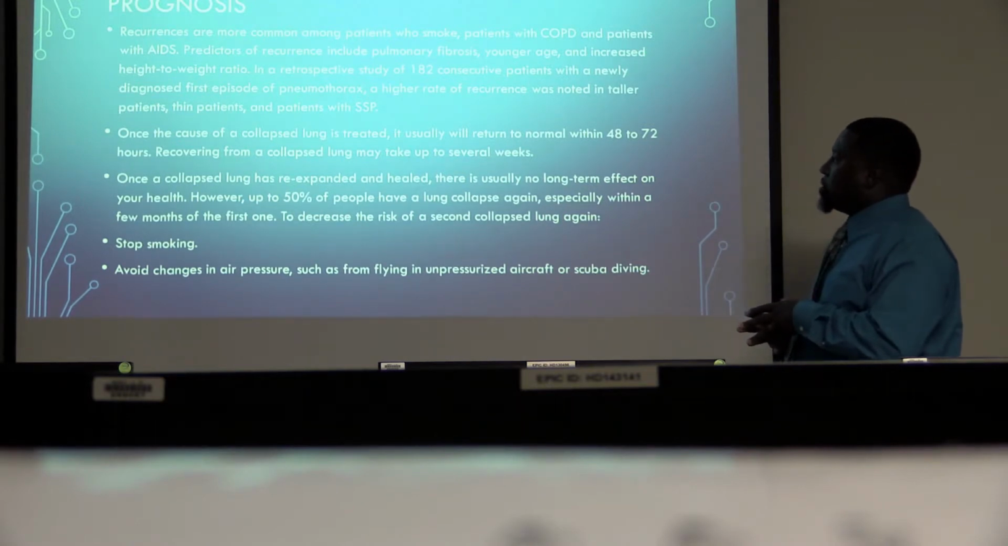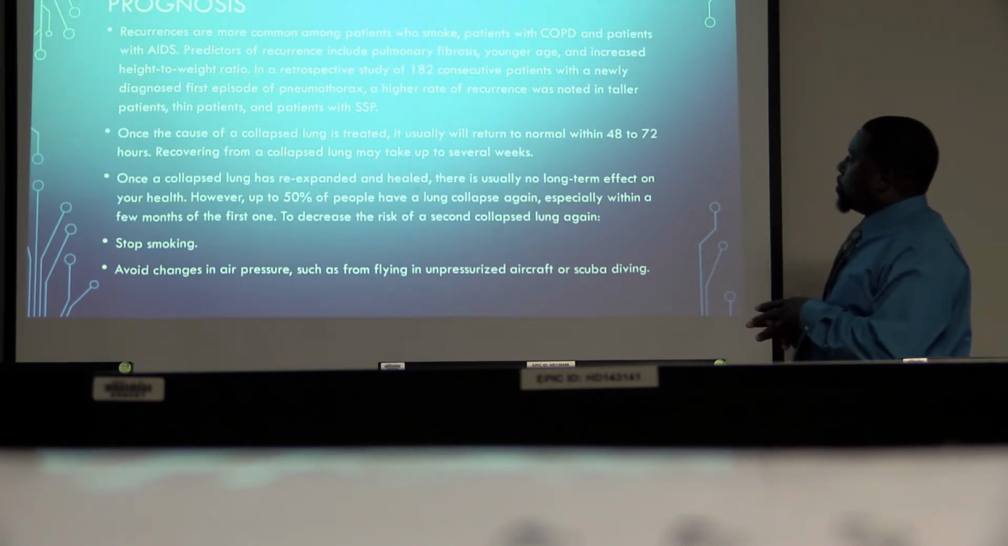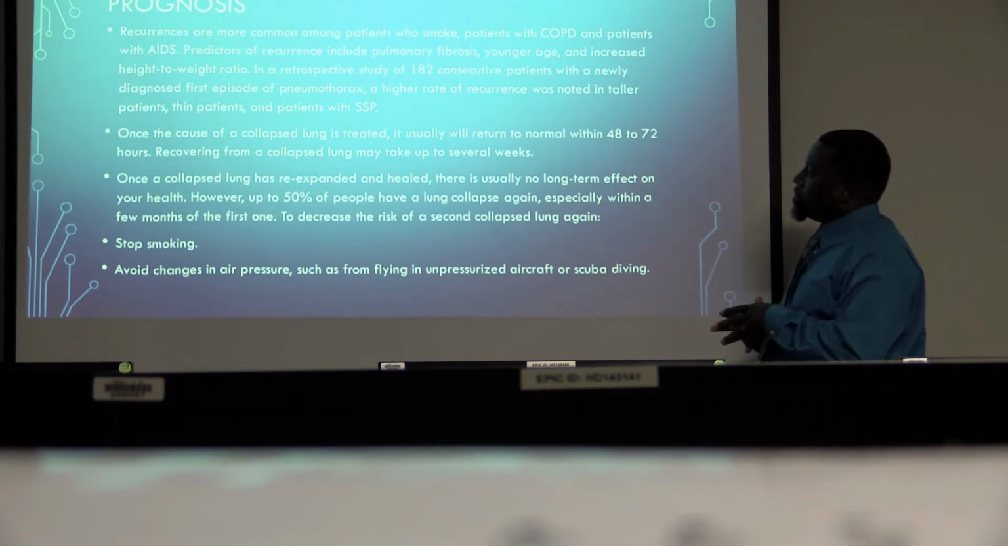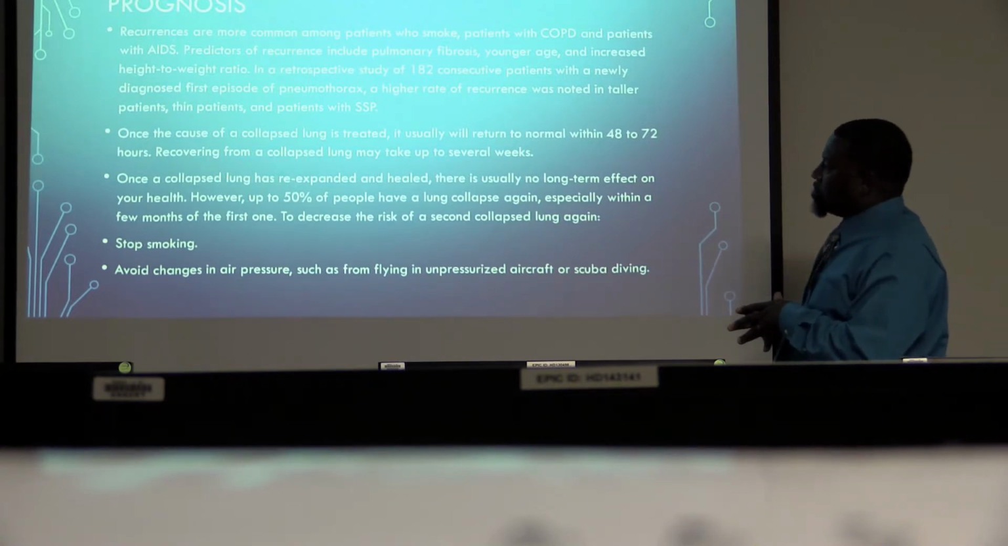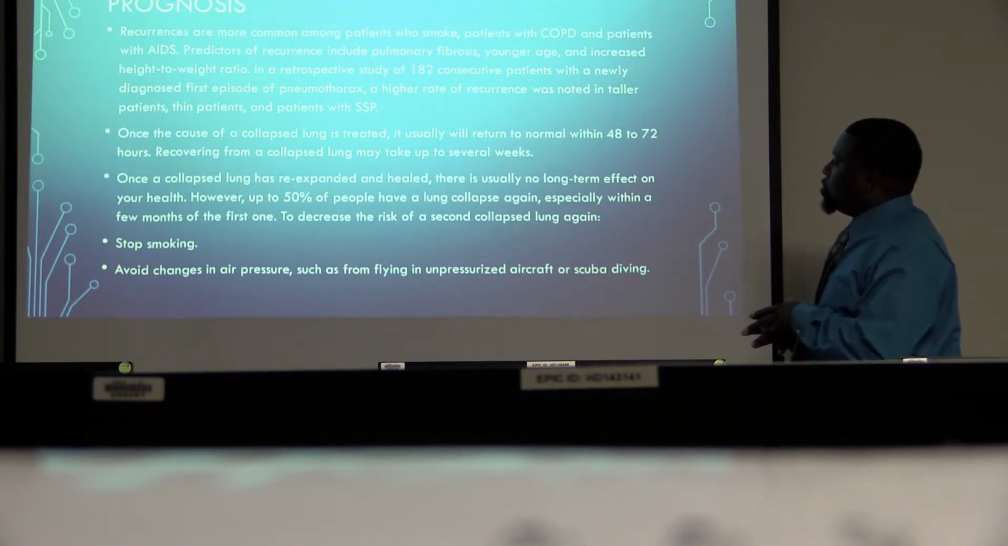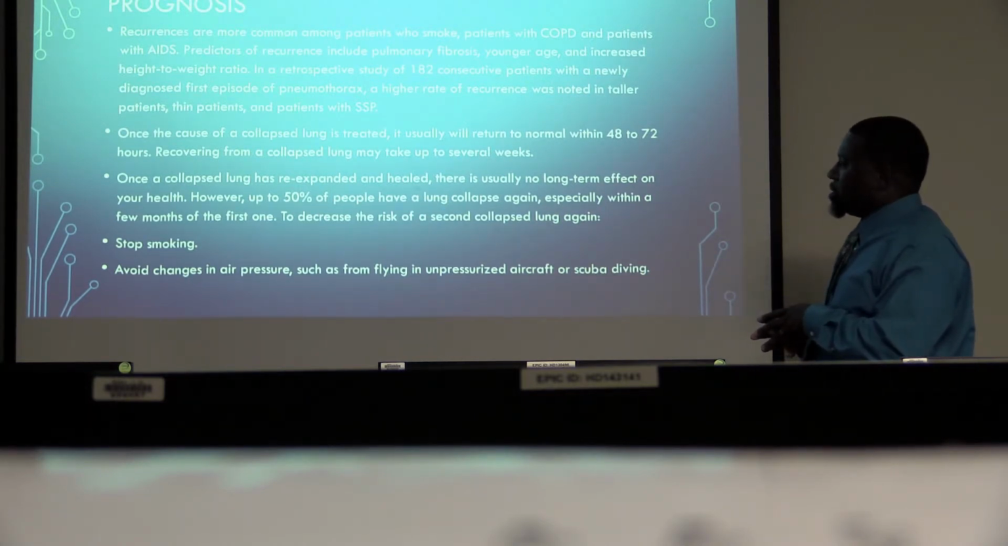In a retrospective study of 102 consecutive patients with a newly diagnosed first episode of pneumothorax, a higher rate of recurrence was noted in taller patients, thin patients, and patients with SSP. Once the cause of collapsed lung is treated, it usually will return to normal within 48 to 72 hours. Recovering from a collapsed lung may take up to several weeks.